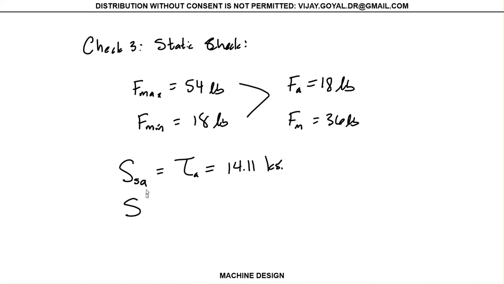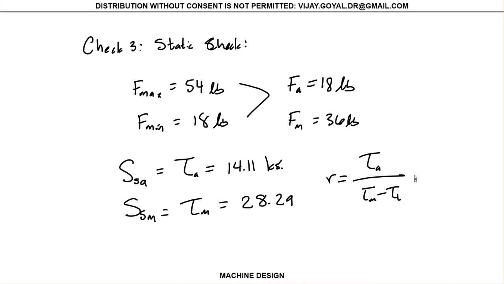Sorry, this is tau M. This gives you 28.29. And your ratio will be tau A, tau M minus tau I, and you get a value of 0.667.